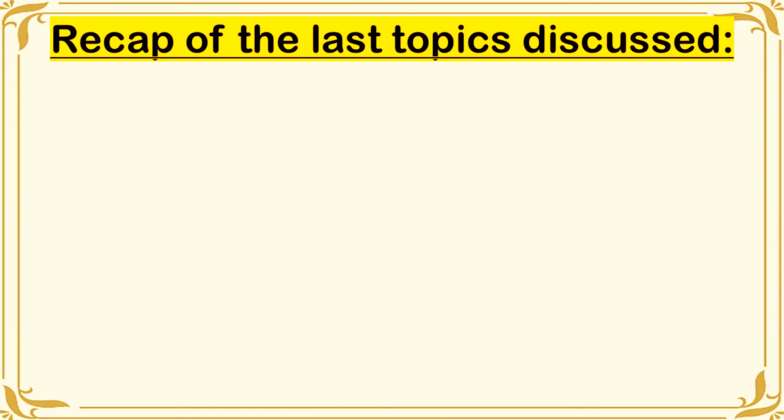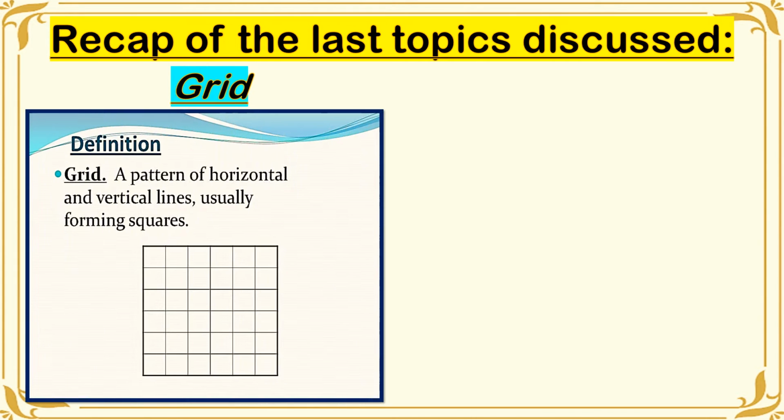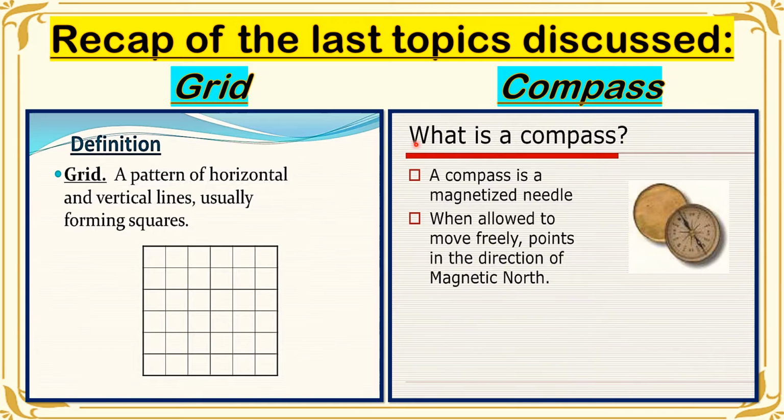So class, before we proceed to our online learning discussion, I would like us to have a short recap or review of the last topics that we have discussed, which were about grid and compass. So grid. Grid is a pattern of horizontal and vertical lines, usually forming squares. Compass. What is a compass? A compass is a magnetized needle. When allowed to move freely, it points in the direction of magnetic north.